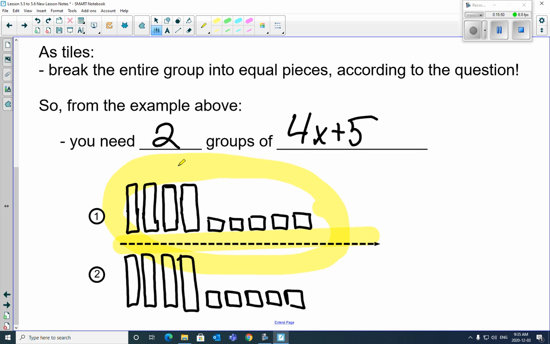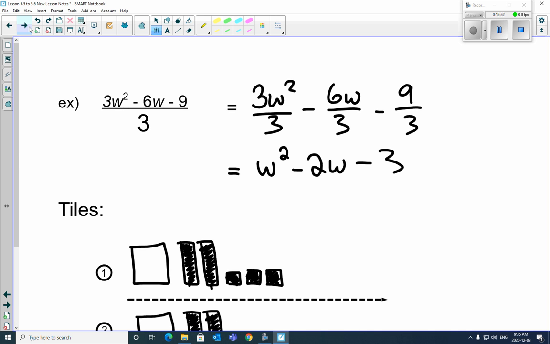Okay, last page of this lesson. So now you get a more complex one. Ooh, 3w squared minus 6w minus 9 divided by 3. Now you've got to remember, this 3 has to go into everything. So if you want, you can break it down. 3w squared divided by 3 minus 6w divided by 3 minus 9 divided by 3, right? This is algebraically. So 3 divided by 3 is 1, so we just end up with w squared. Negative 6 divided by 3 is negative 2, right? And the w is just there. And then negative 9 divided by 3 is negative 3.